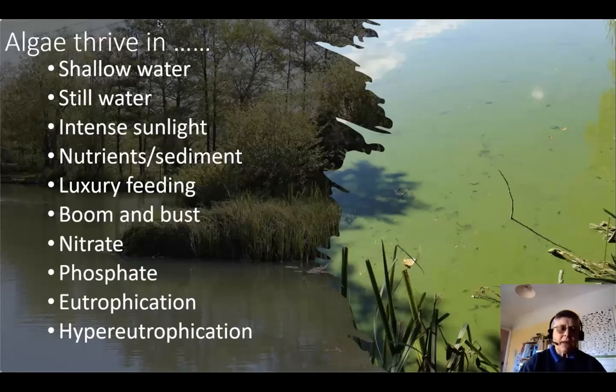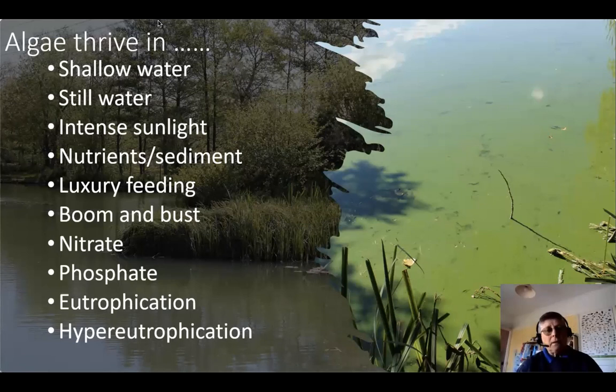What allows algae to thrive? Well, that's a very good question. The first thing is they love warm water. They really enjoy warm water. So if a lake is shallow or a pond is shallow, it's the perfect environment for any algae to thrive because it's nice and warm.